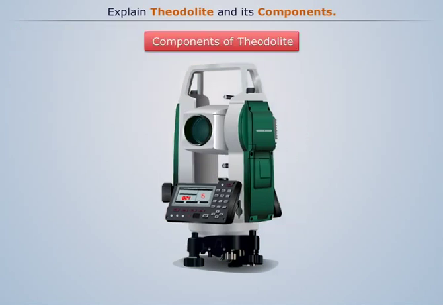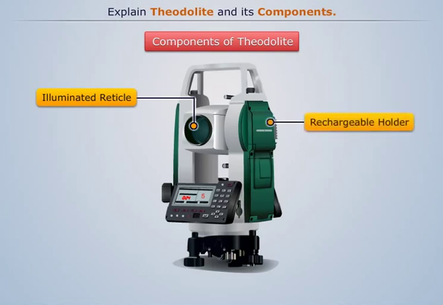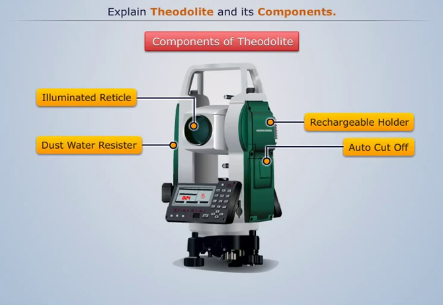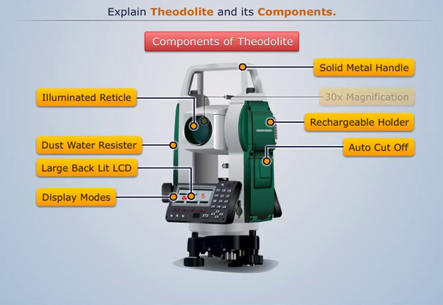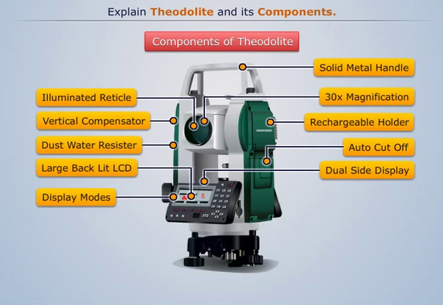The main components of a theodolite are illuminated reticle, rechargeable holder, dust and water resistor, auto cutoff, large backlit LCD, display modes, metal handle, magnification, compensator, dual side display, battery status indicator.